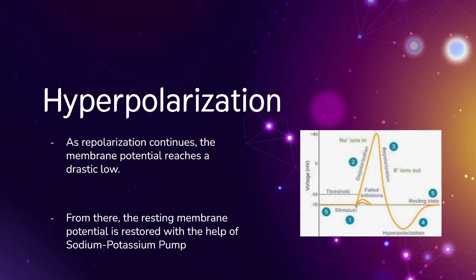The sodium-potassium pump is a critical aspect of action potential because it restores the resting membrane potential. The sodium-potassium pump works by pumping 3 sodium ions outside of the cell and 2 potassium ions into the cell. This makes sure that the interior of the cell becomes negative again and the outside becomes more positive.